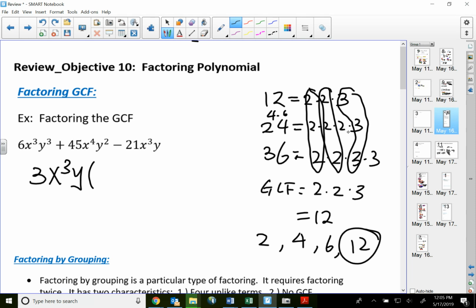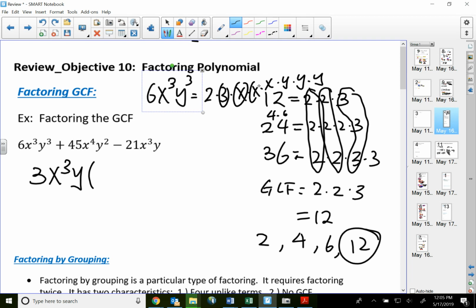Just like right here, whatever I don't circle is what's left over. It's basically what's left over for each term. So 3 will go into 6 two times. This is like a division, because when I break down the 6x to the third y to the third, it's 2 times 3 times x three times, y three different times, right? If I write all three terms out, the 2 is not going to be circled. All three of these x's will be circled because they repeat with other terms, and only one of the y's will be circled. So what I did not circle is the leftover, which is 2y squared.